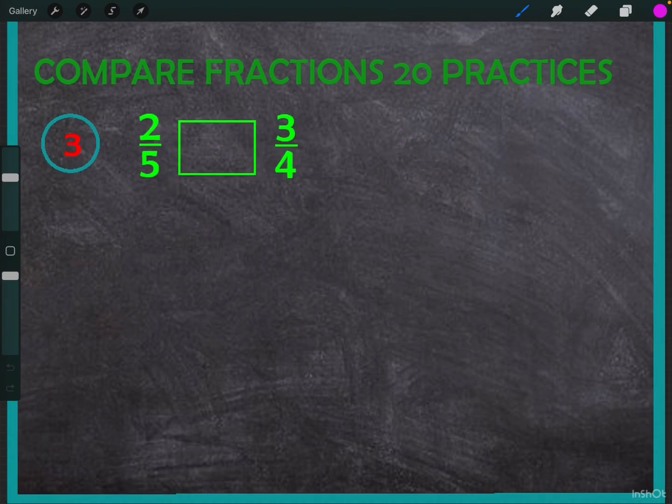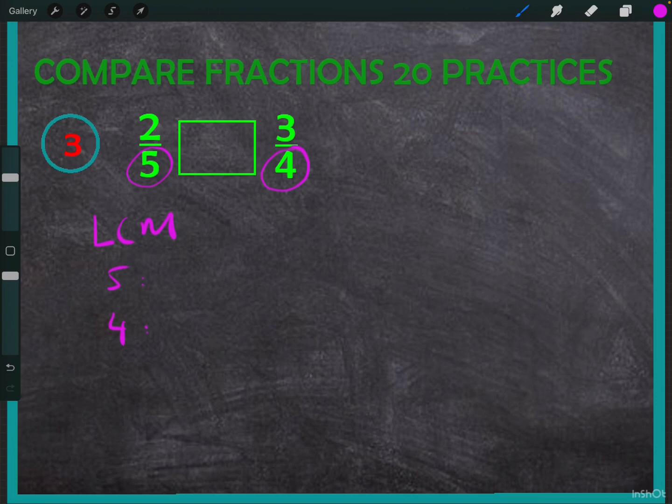Number 3, we compare 2 over 5 and 3 over 4. These two fractions have different denominators, 5 and 4. So we will go ahead and find the LCM of 5 and 4.